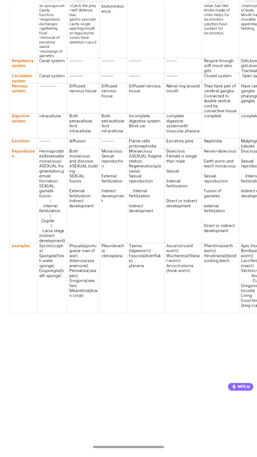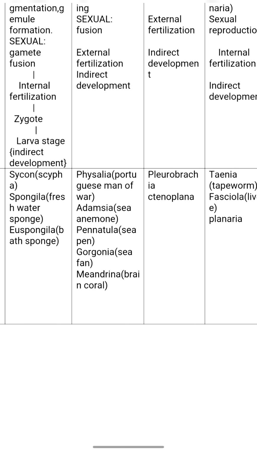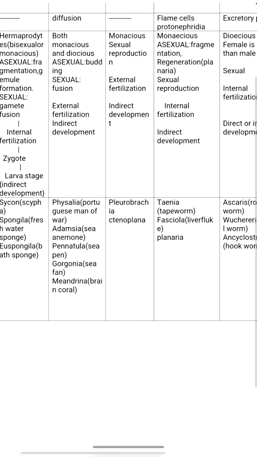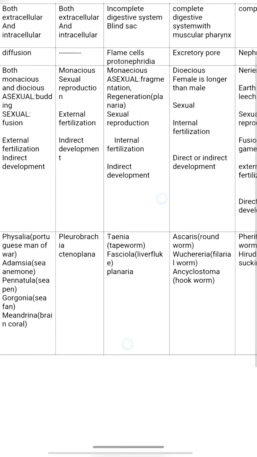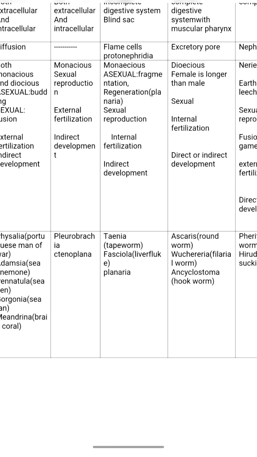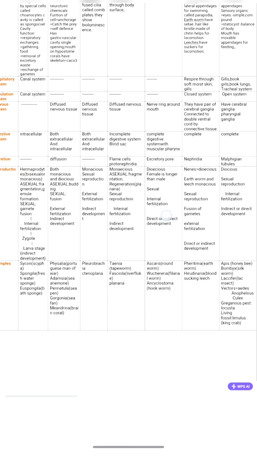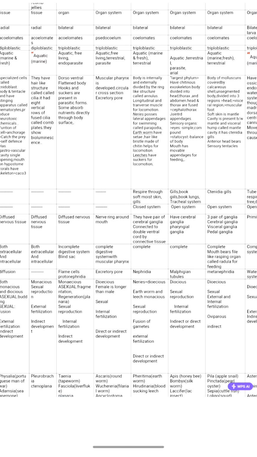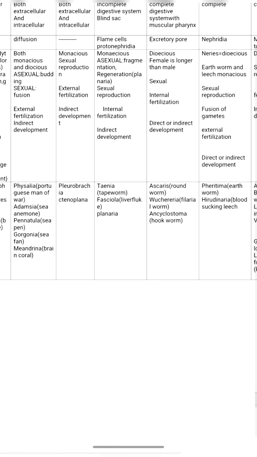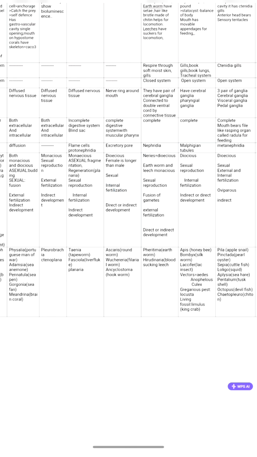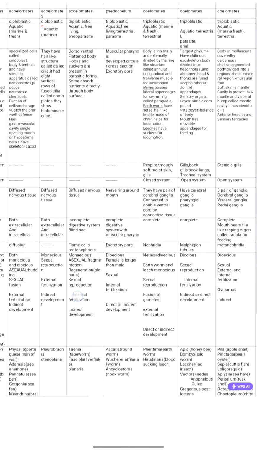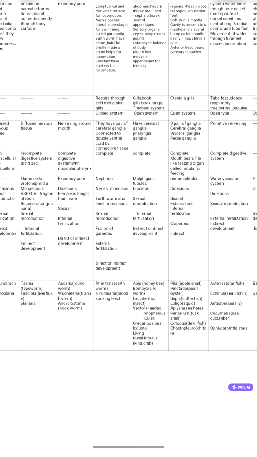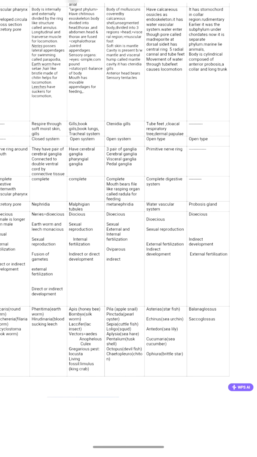After Porifera, Coelenterata has Physalia, Adamsia, Pennatula, Gorgonia, Meandrina. I have given all the common names also. Ctenophora has Pleurobrachia and Ctenoplana. Next is Platyhelminthes: Taenia, tapeworm, Fasciola, liver fluke, and Planaria. One important thing: Planaria shows regeneration capacity. Remember that. And in Annelida we have Pheretima, Hirudinaria, and blood-sucking leech.